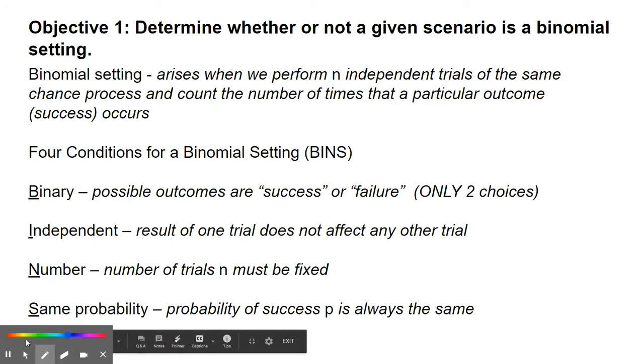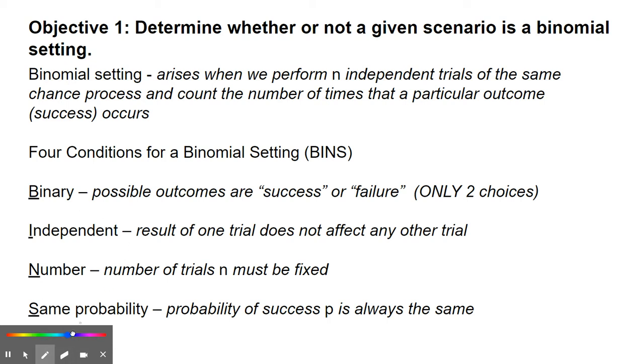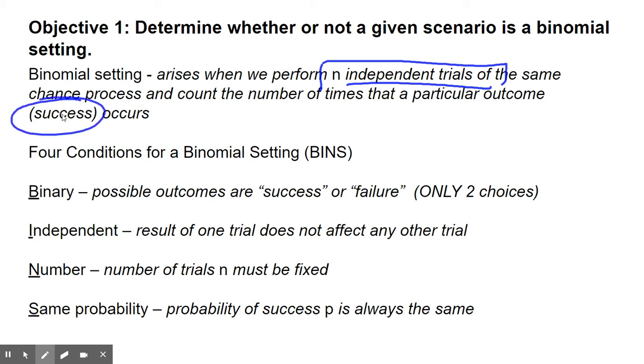Okay, so what is a binomial setting? It arises when we perform independent trials of some chance process, and we count the number of times that a particular outcome occurs, which is the success. What we're looking for is the success rate, right? How many times does something occur?